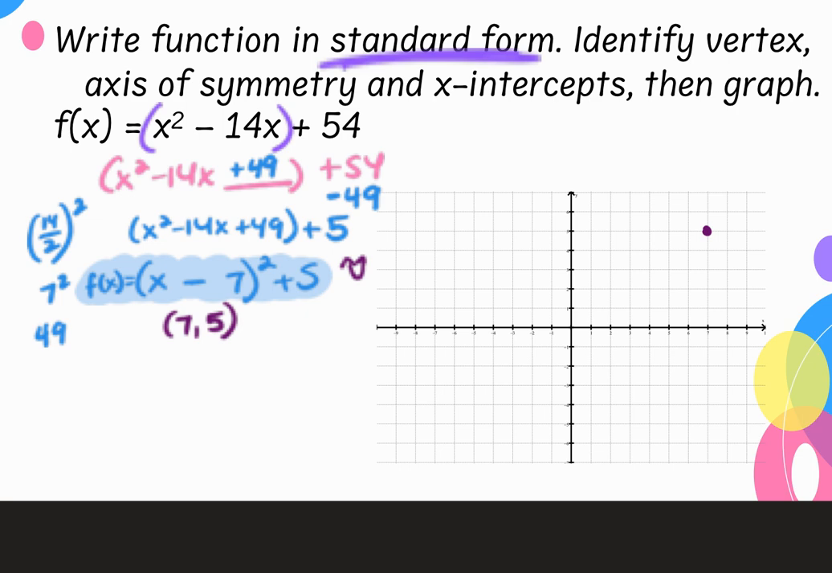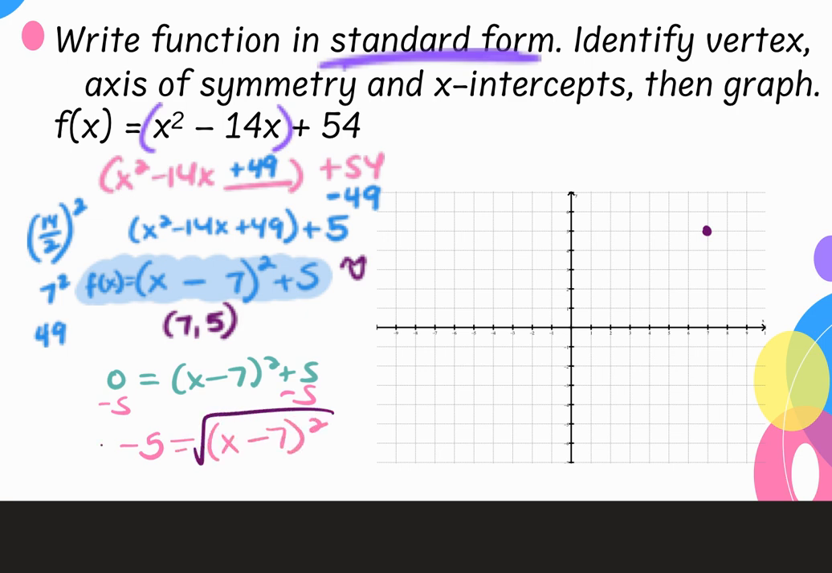What does that tell you about your x-intercepts? They don't exist. So let's say we didn't know that. We would set it equal to 0. We would subtract the 5, and I'd get negative 5 equals x minus 7 squared. And I'd go to square root, and what happens when you go to square root negative 5? Can't. It's an imaginary number. So I would say no x-intercepts.